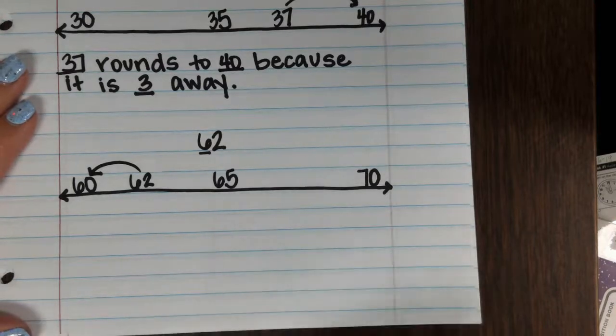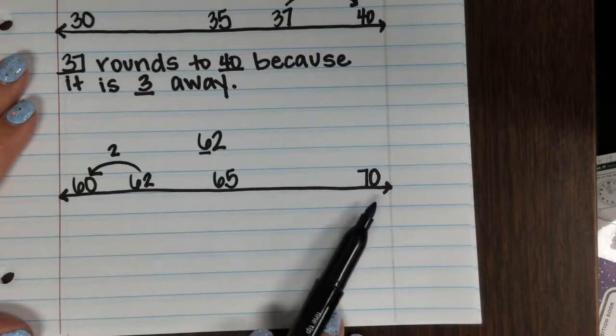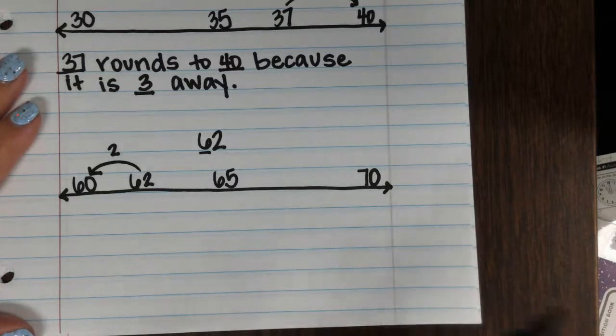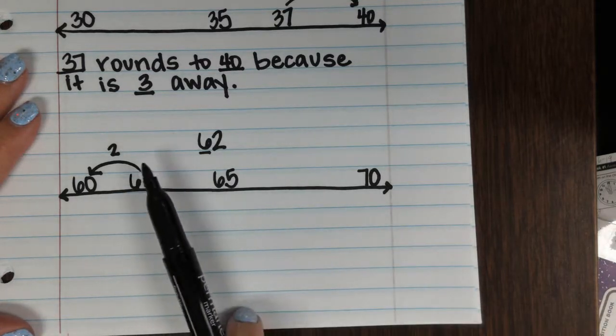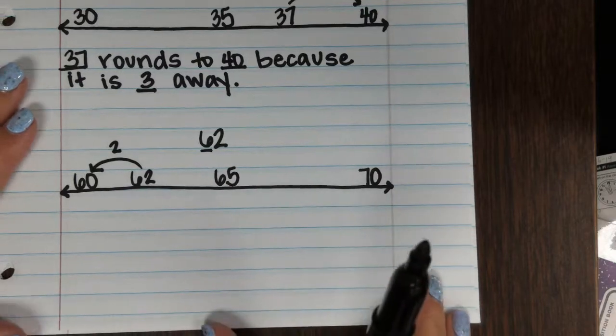In fact, how far away from 60 is it? 2. How far away is 62 from 70? 8. Yes. If you know how to make your 10, then we know that we can add 8 more to 62 to make the next 10, 70. So it's definitely closer to 60.